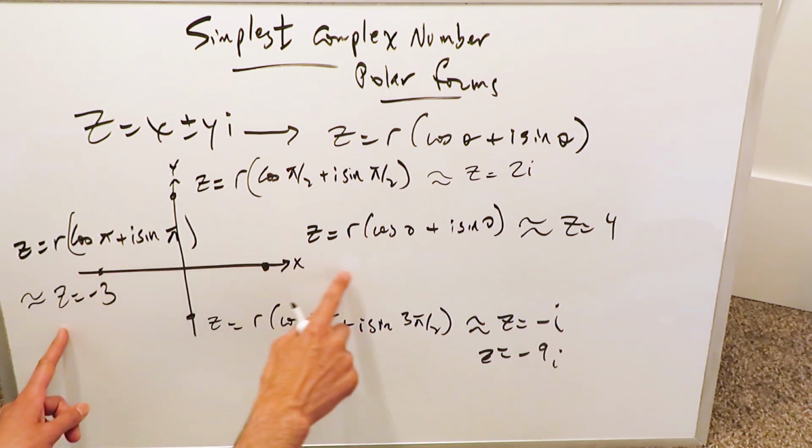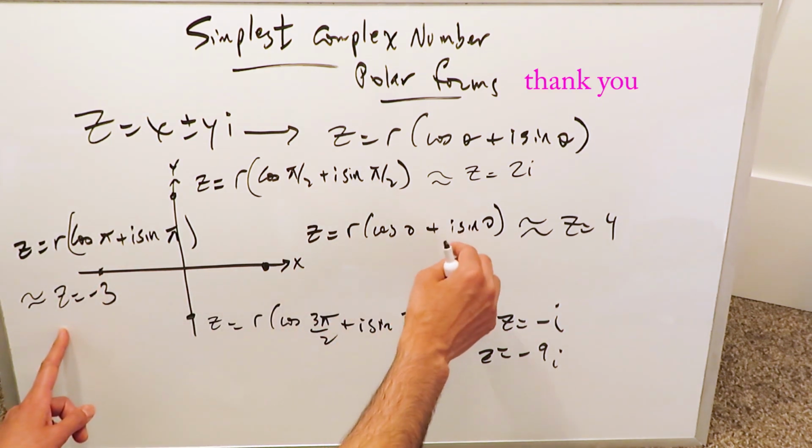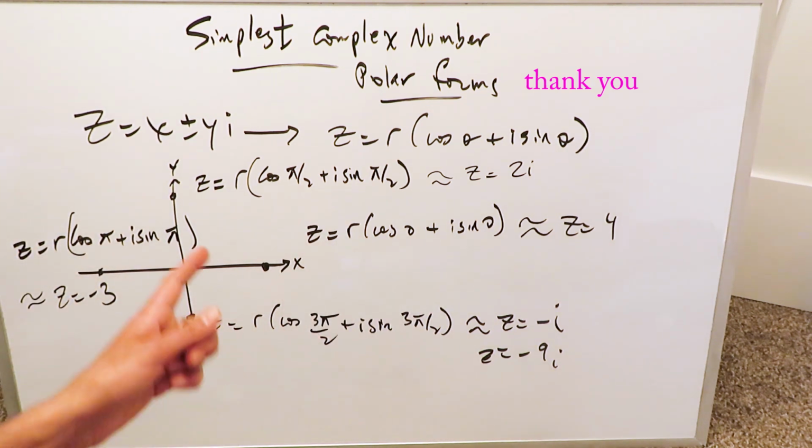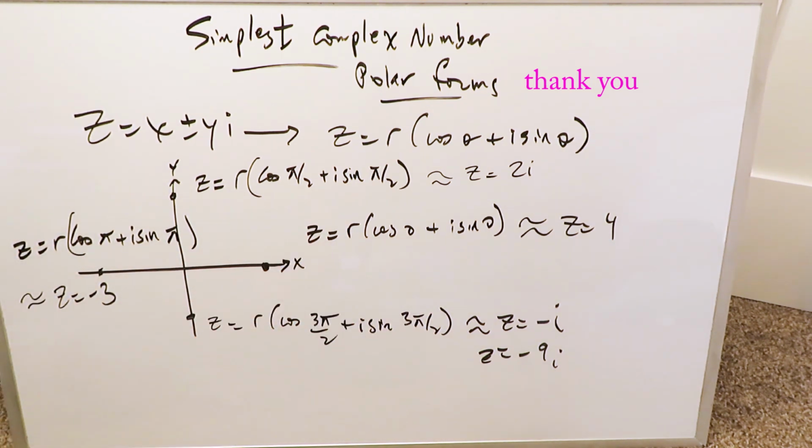In these x-axis right here, the imaginary number component zeroes out, only the real number components retain. These are quick shortcuts for you to remember. Keep all of this in your mind.